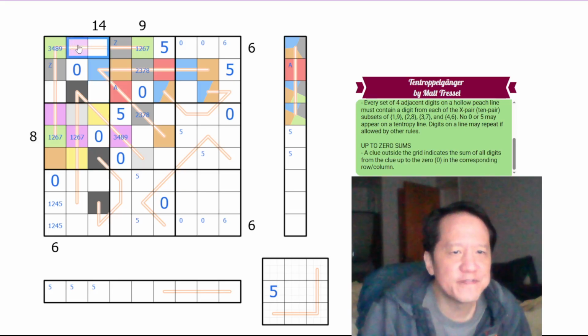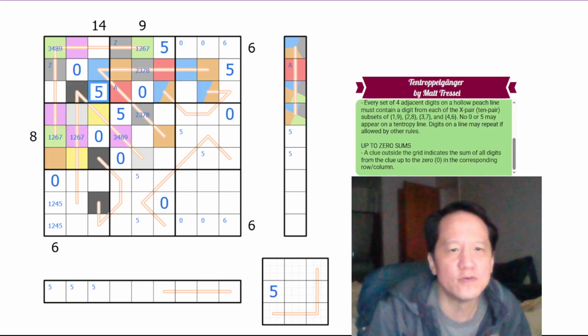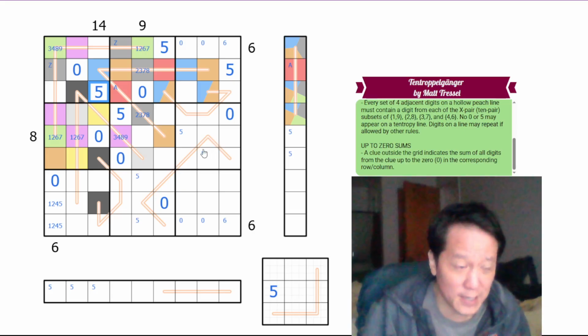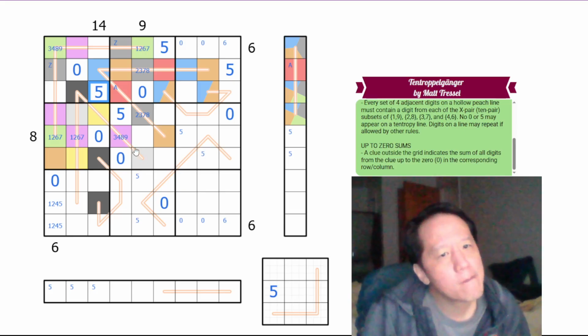Oh, we're missing a 5 in box 1. It has to be here. Okay, that's helpful. That's 5. That means the other 3 digits must add up to 9. So it's 1, 2, 6, or 2, 3, 4. Huh. Those are all different sets. So these are guaranteed to be different sets then, right?